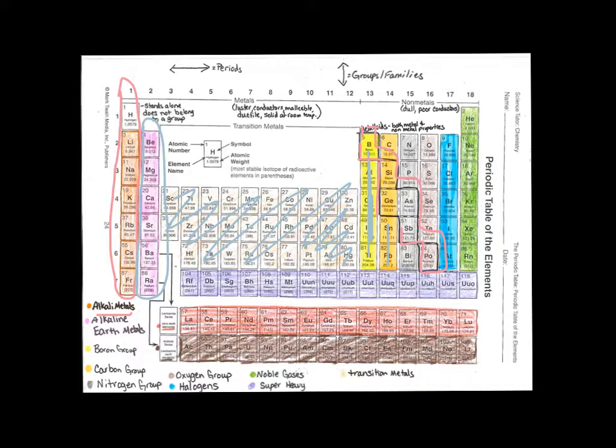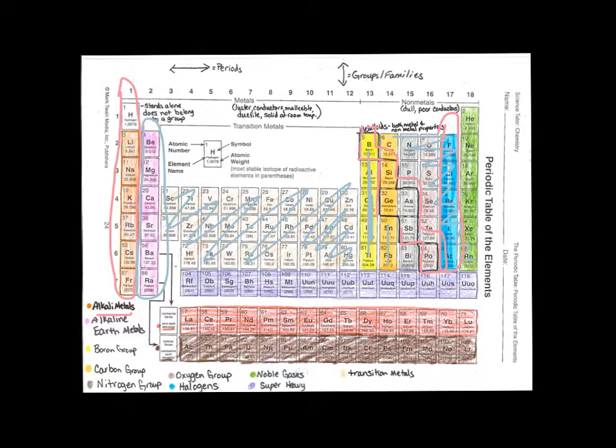Then, everything to the right of the metalloids are considered nonmetals, and those characteristics are they're usually dull, they're poor conductors, they cannot be rolled into sheets or into wire. And those include carbon, nitrogen, phosphorus, oxygen, sulfur, all of the halogens. This group here, group 17, that we have colored in blue, are the halogens. They are the salt formers.